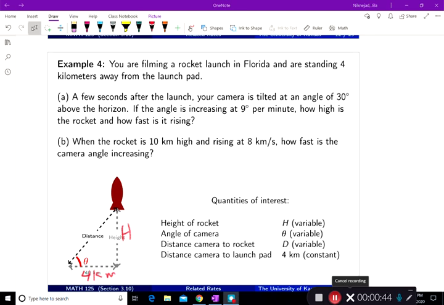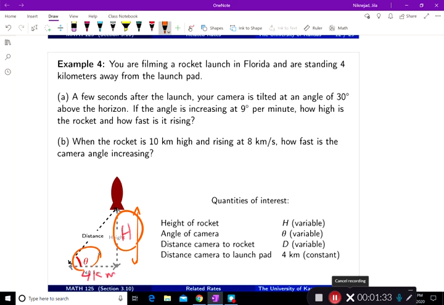The other question is asking, when the rocket is 10 kilometers high and rising at 8 kilometers per second, how fast is the camera angle increasing? So both scenarios involve the height, and we're assuming the rocket is going straight up, perpendicular to the ground. Even though the rocket is kind of tilted, it's a good approximation to go straight up. So it involves that height, and it involves that theta.